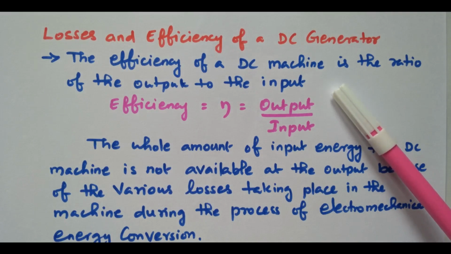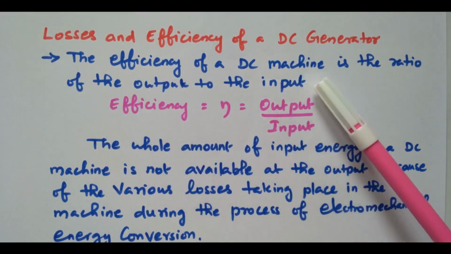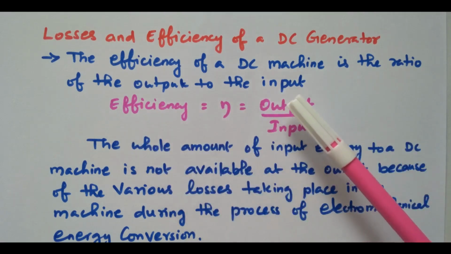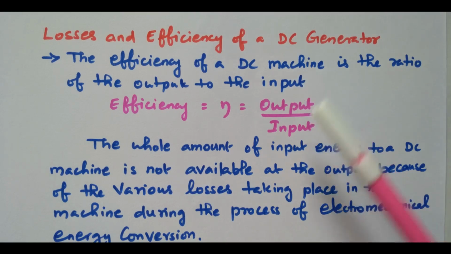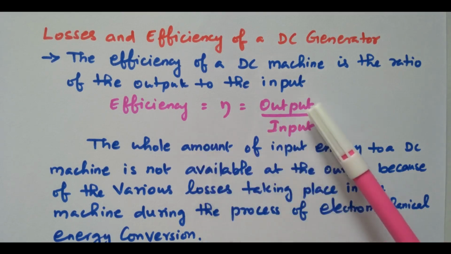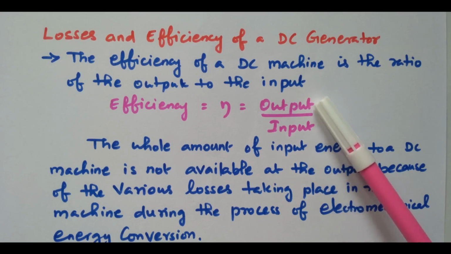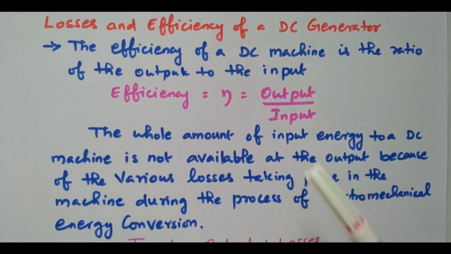Now we'll go to the topic. So first we'll see the efficiency. The efficiency of a DC machine is the ratio of the output to the input. The DC machine can act as either a generator or a motor. Both are the same, construction wise there is no difference, so that is given as a DC machine. So the efficiency is nothing but output power divided by the input power. What is the power we are getting and what is the power given to the machine? That ratio will give the efficiency.